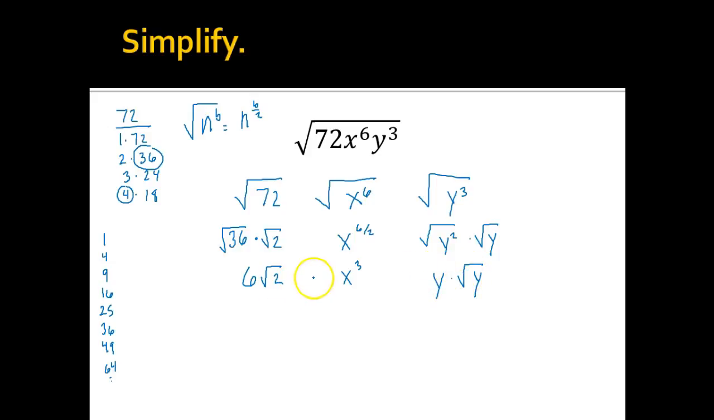Okay, so now we have 6 square root 2 times x cubed times y times the square root of y. So we'll take all the whole number parts, the parts that were taken out of the square root, 6x cubed y, and then the parts that were left behind, the factors that didn't have another factor to go with them, that 2 and the y, and there is our answer in simplified form.